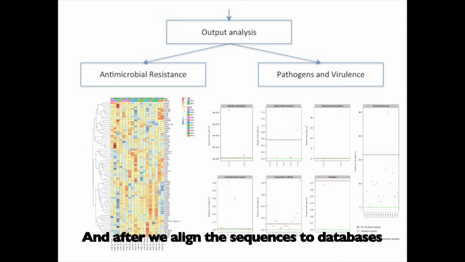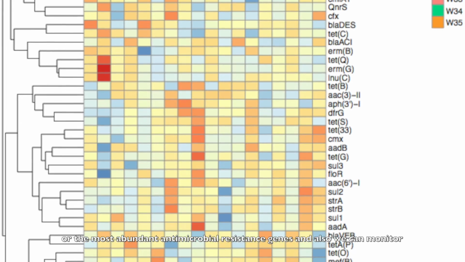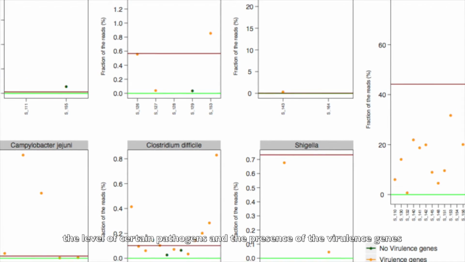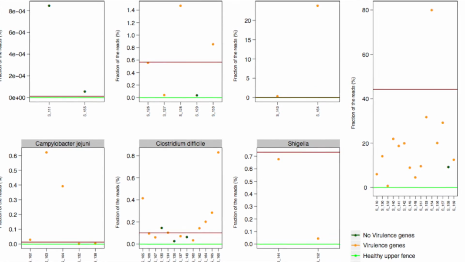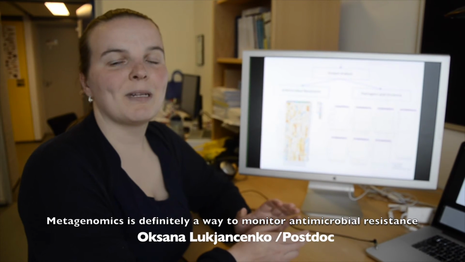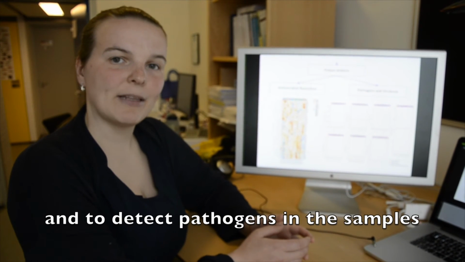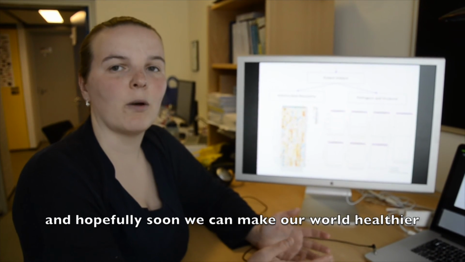And after we align the sequences to the databases, in our metagenomic sequence samples, we can detect antimicrobial resistance levels or the most abundant antimicrobial resistant genes, and also we can monitor the level of certain pathogens and the presence of the virulence genes. Metagenomics is definitely a way to monitor antimicrobial resistance and to detect pathogens in the samples, and hopefully soon we can make our world healthier.